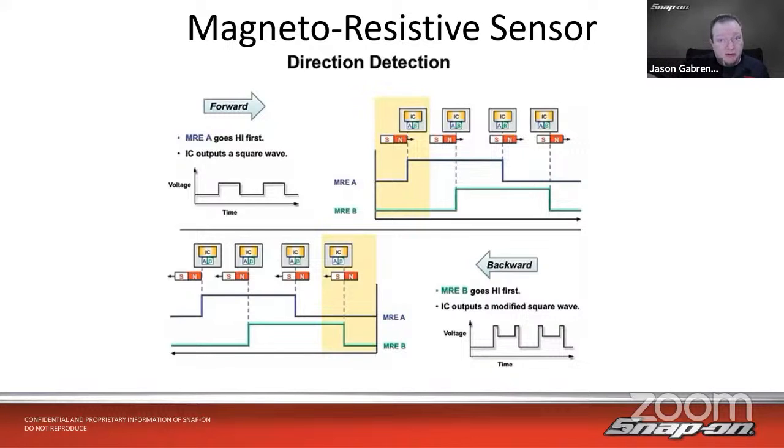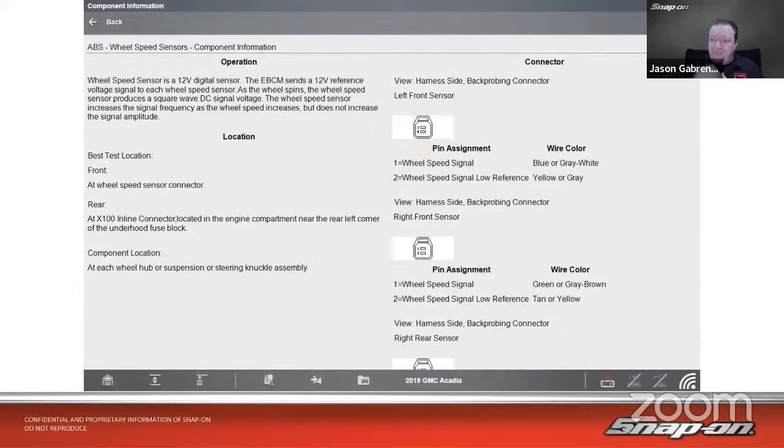So it knows whether you're going forwards or backwards, which helps us with braking, yaw control, stability control, traction control, all of those things. The sensors get a little bit more advanced as we go. So this is an example of one of those on a GMC Acadia.